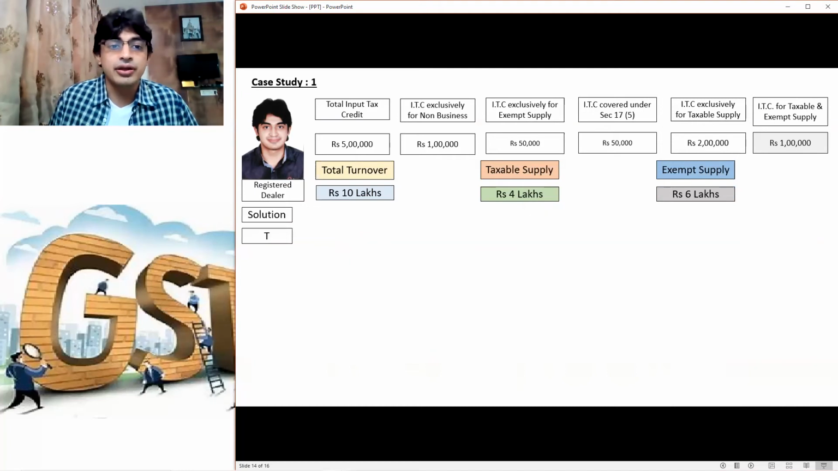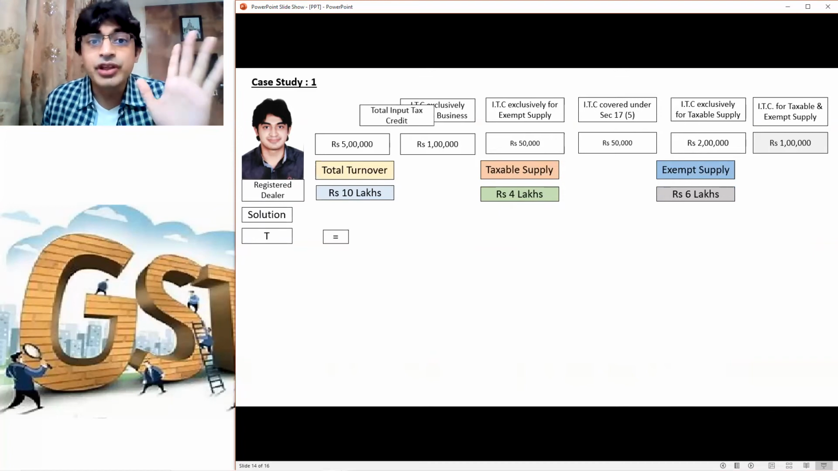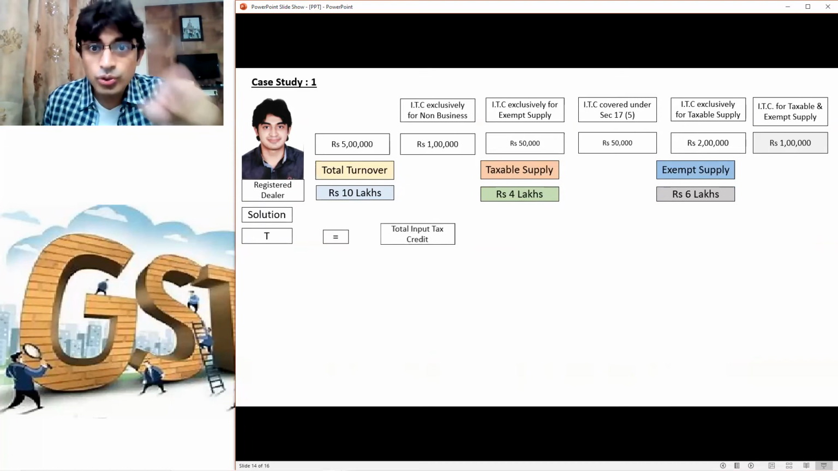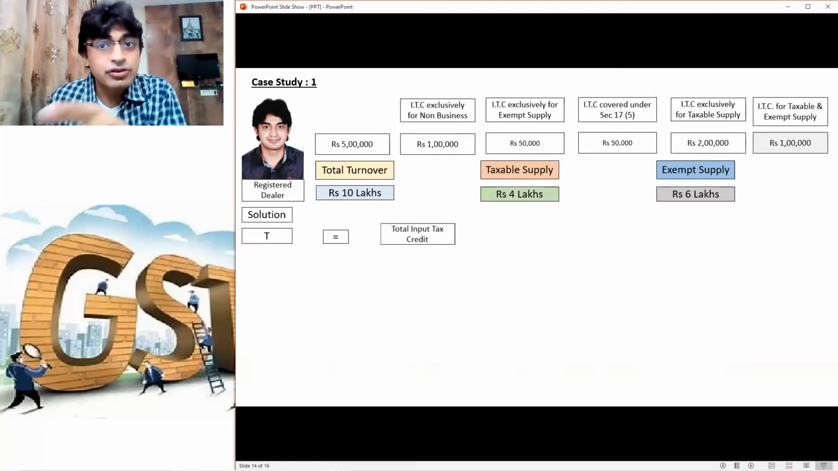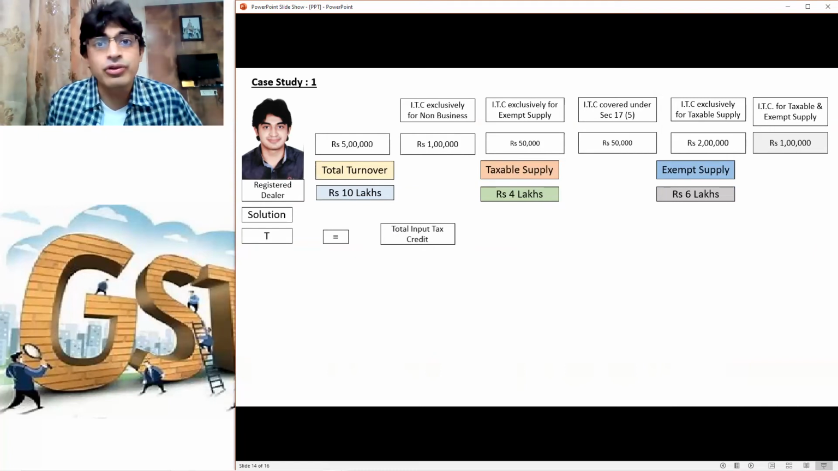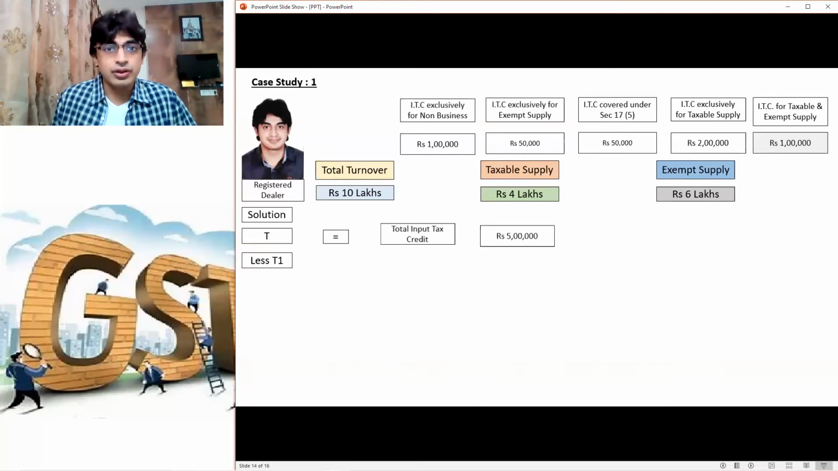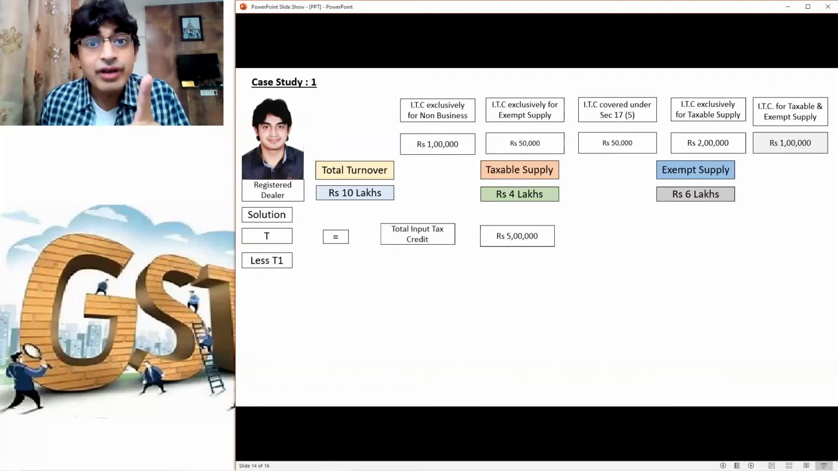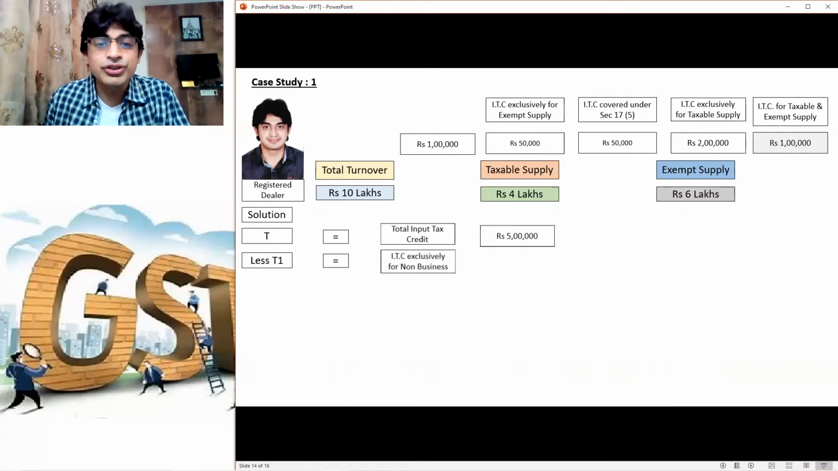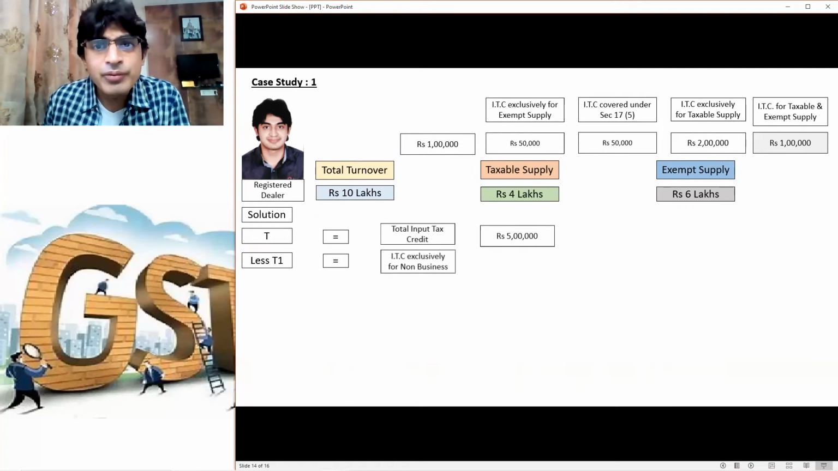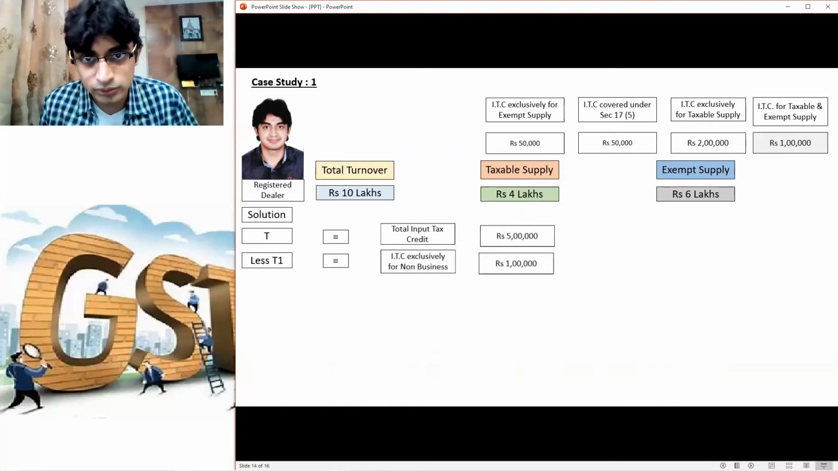Let's solve together. T, as I told you, is total ITC. You have to do it this way in the exam, and consultants also, whenever you guide your client, you have to explain it this way. T is your total ITC, 5 lakh rupees. Less T1. T1 is what? ITC exclusively utilized for non-business purpose. Non-business, personal purpose, you will not get it at all. Reverse this much. So 1 lakh is gone.